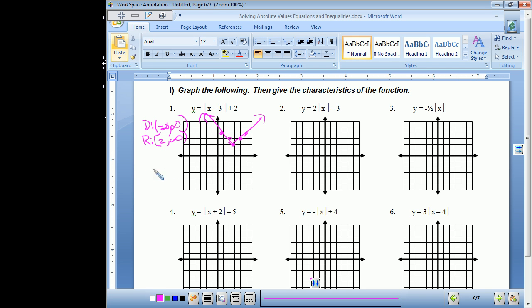As x approaches positive or negative infinity, y approaches positive infinity. Axis of symmetry, what would the axis of symmetry be on this one? X equals 3. This would have a min. Where would the min occur? 3, 2. The min would occur at the point 3, 2, or you could say the function has a minimum value of 2.